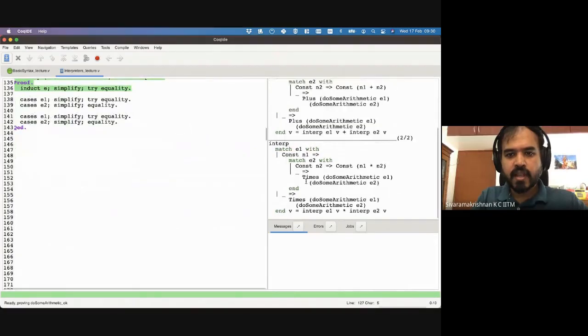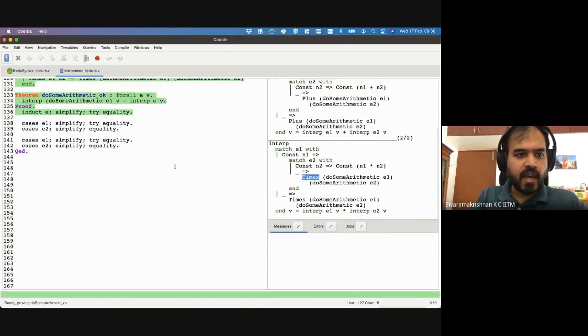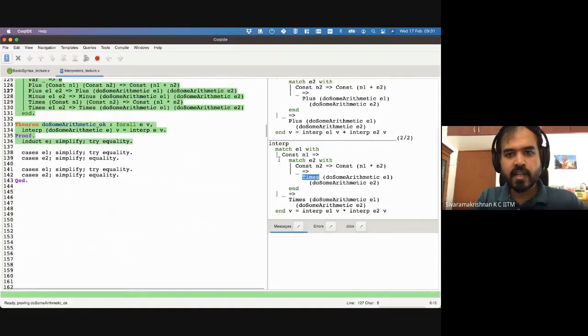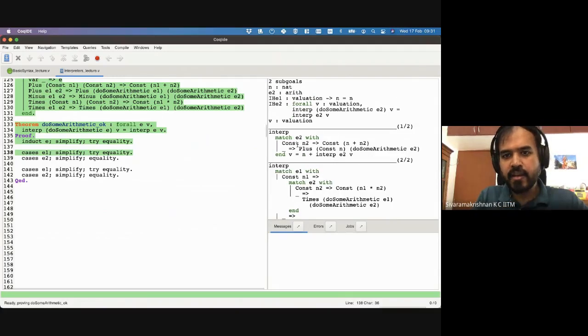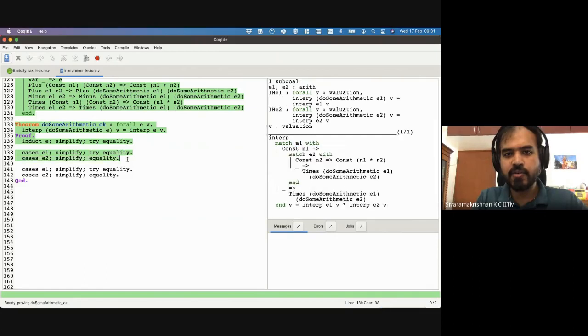And that's the actual case that we want to deal with, right? And as we saw earlier, so we have a match, right? And then there are two cases here. We essentially have to do case analysis, simplify the resulting expressions, and try equality that goes through. And similarly, we are left with a subcase, again do cases E2, simplify, try equality that goes through. And the same thing works for the times case as well.